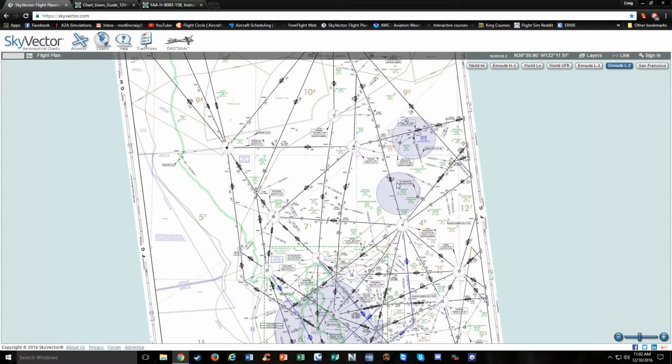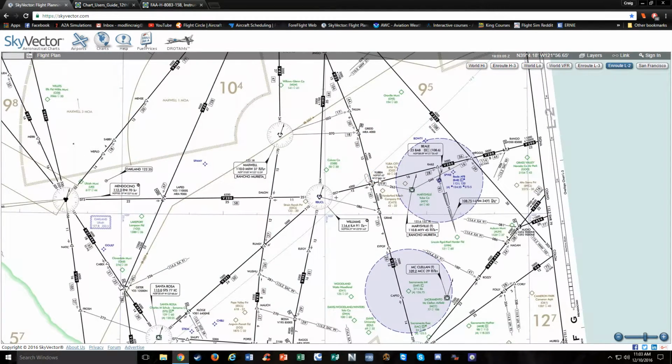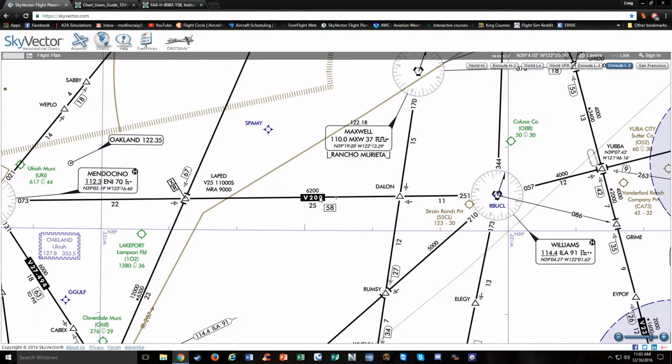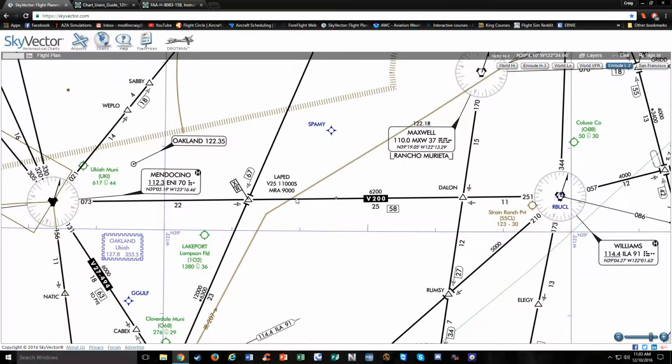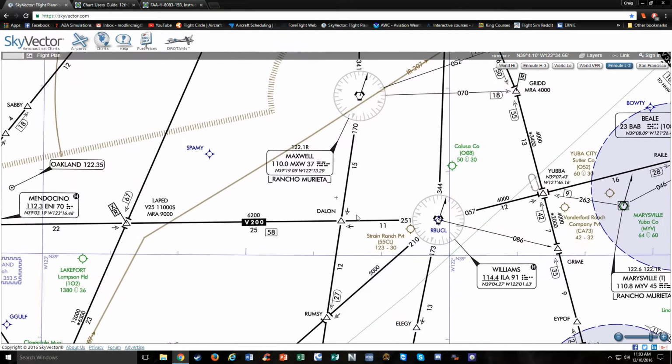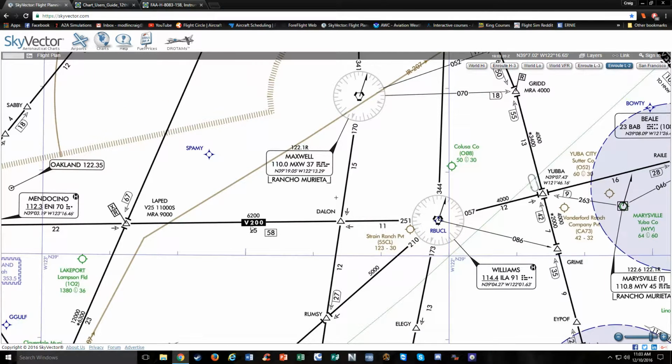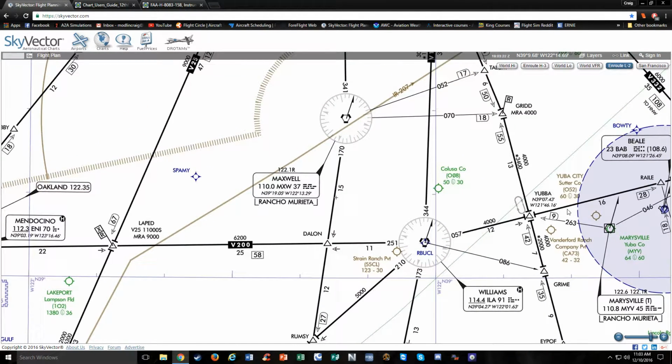Okay, so let's go back down to our area down here. The low Enroute chart is made up of Victor airways that connect all the VORs. So a Victor airway goes from one VOR to another VOR, like Mendocino to Williams. You'll be going on the Victor 200. And when you're flying on these routes, we have to know what altitudes to be flying at, or at least what minimum altitudes there are.